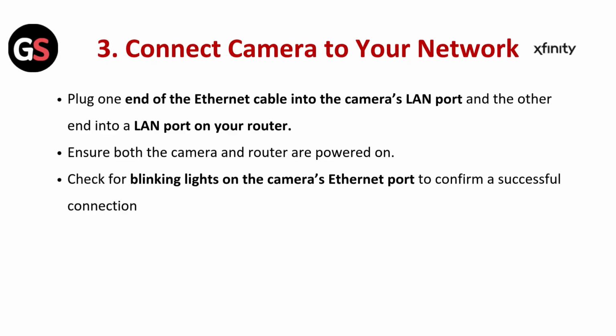3. Connect the camera to your network. Plug one end of the Ethernet cable into the camera's LAN port and the other end into a LAN port on your router. Ensure both the camera and router are powered on. Check for blinking lights on the camera's Ethernet port to confirm a successful connection.